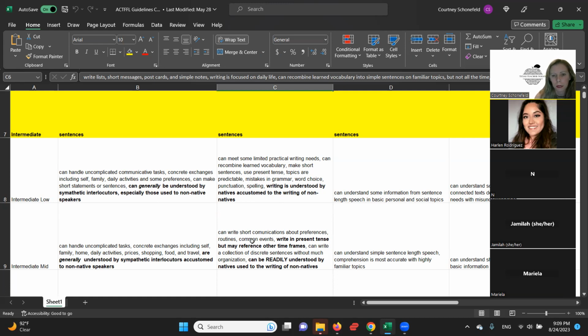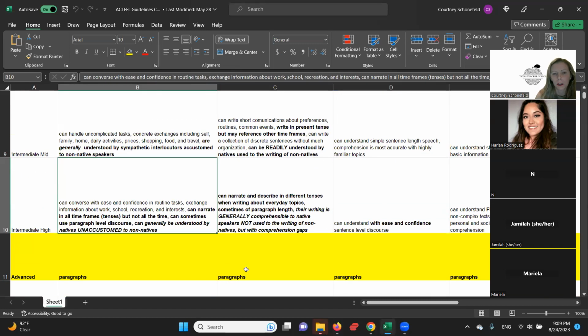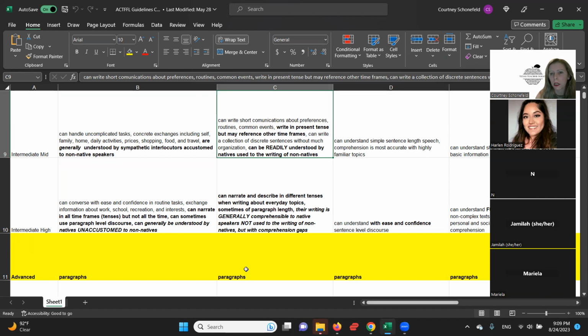Next, we get to intermediate mid. They can write about their preferences, routines, common events. They're writing in the present tense, but this is important. They may start to reference other time frames. Remember, for speaking, that happened at intermediate high. Here it's happening at intermediate mid, so it's a little bit different. They're just starting to use different time frames, conjugating in like the past tenses and the future tense. They can readily be understood by natives used to the writing of non-natives.